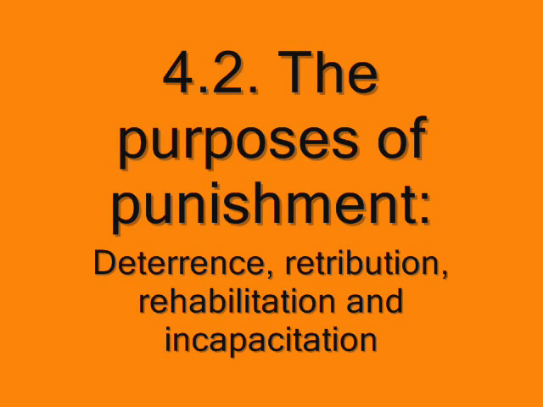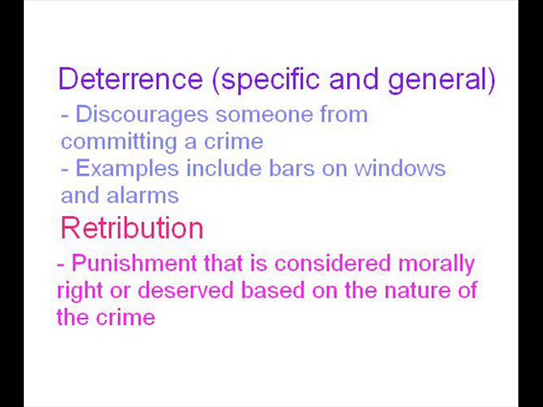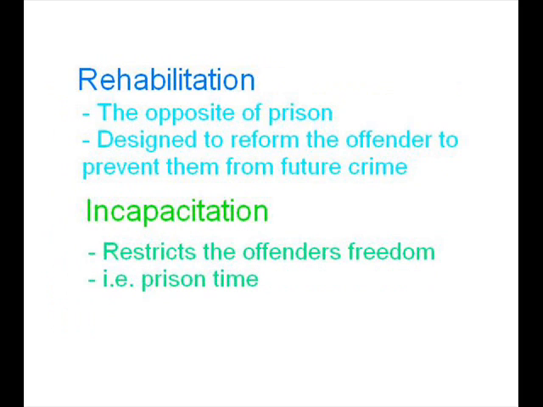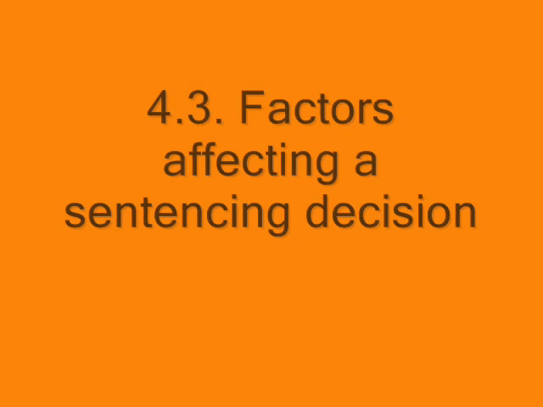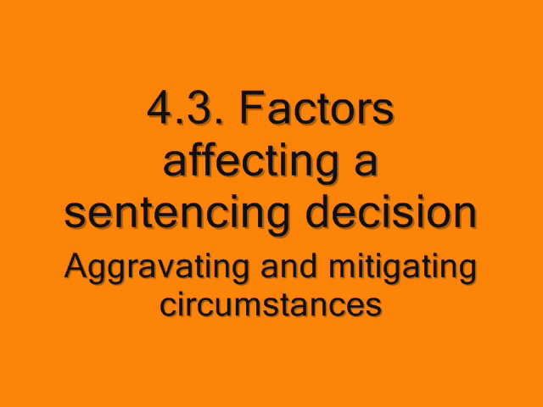The purposes of punishment. These include deterrence, which discourages someone from committing a crime; retribution, which is a punishment that is considered morally right or deserved based on the nature of the crime; rehabilitation, which is the opposite of prison and is designed to reform the offender to prevent them from future crime; and incapacitation, which restricts the offender's freedom, such as prison time. Factors affecting the sentencing decision.